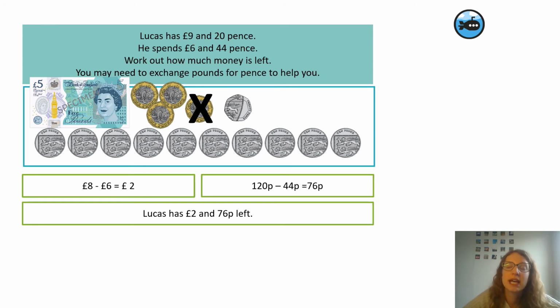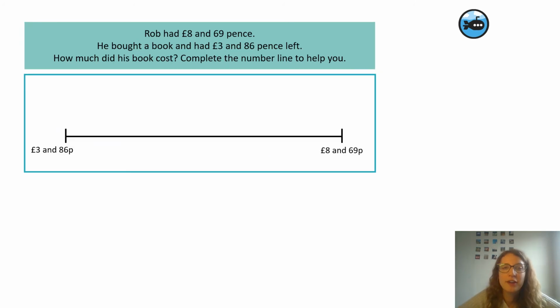Okay, so Lucas has £2.76 left. Okay, so this problem is set out a little bit differently, but we did use number lines yesterday. So Rob has £8.69, which is on the end of our number line. He bought a book and he now has £3.86 left. So you need to work out how much that book cost.